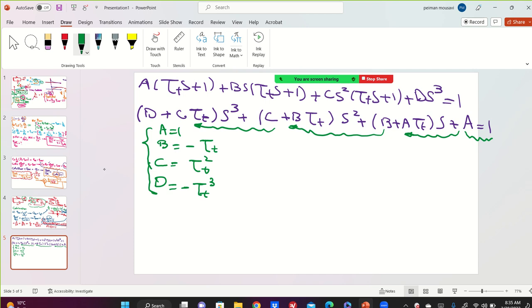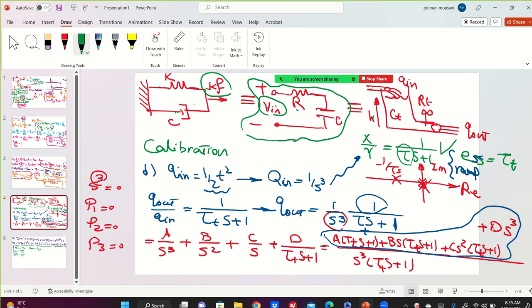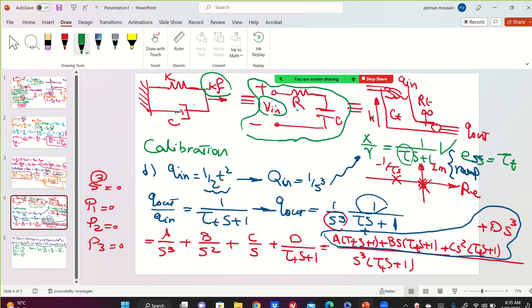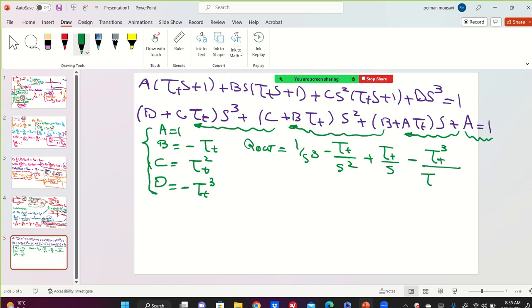So your outlet flow rate Q out is going to be 1 over S cubed, minus tau T over S squared, plus tau T squared over S, minus tau T cubed over tau T S plus 1.